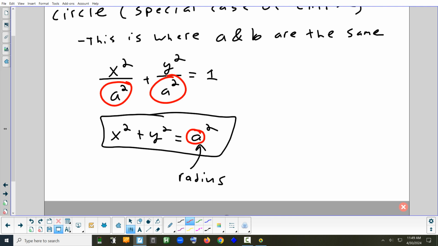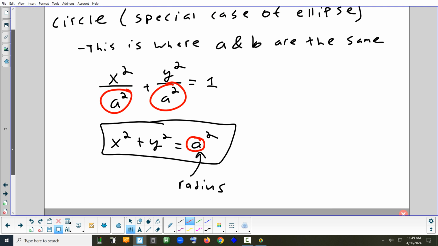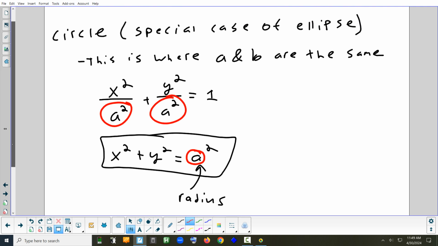And again, foci, you don't really talk about a focus in a circle either. Circles, they don't have a focus. The focus would really be the center. So any question on how a circle is just a special case of an ellipse?